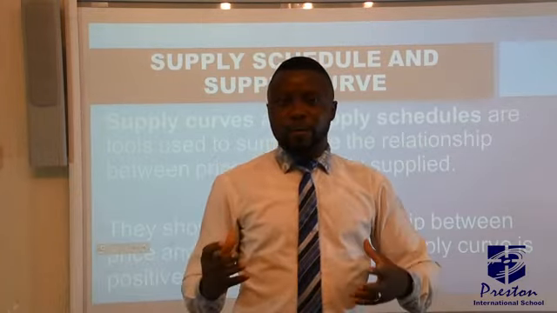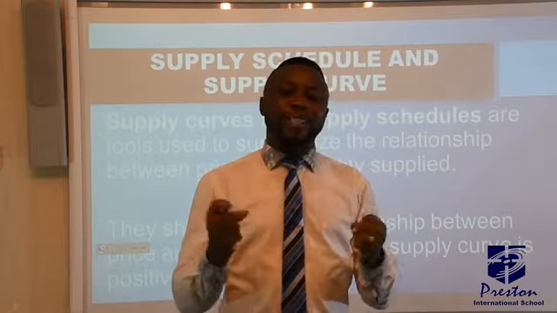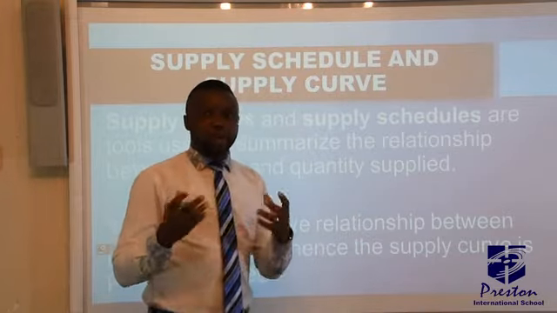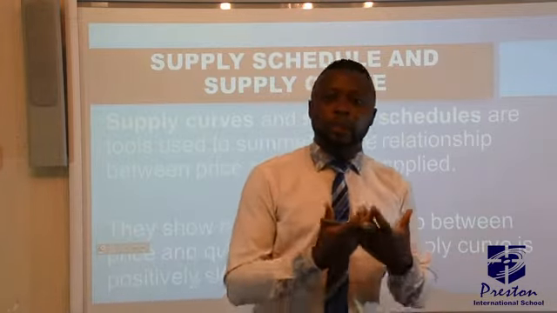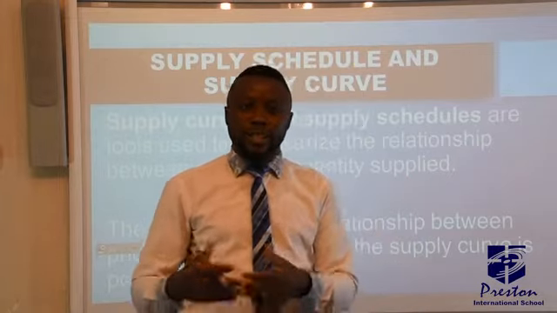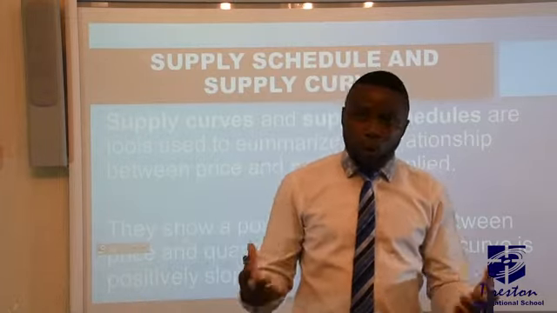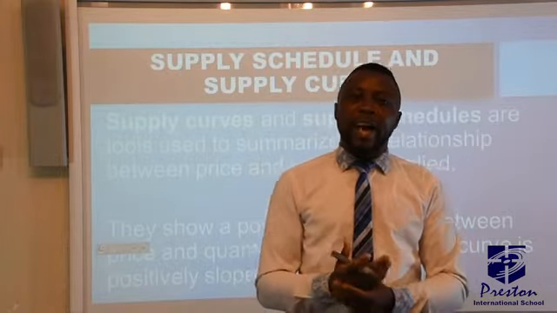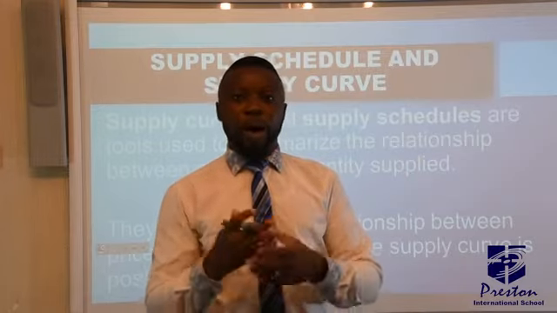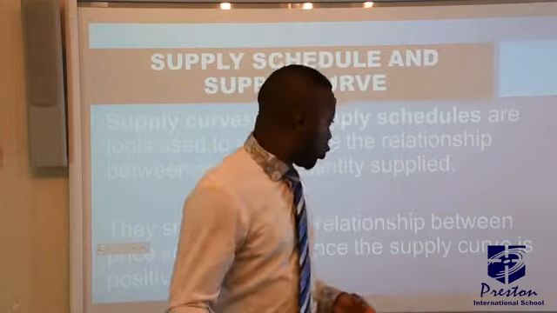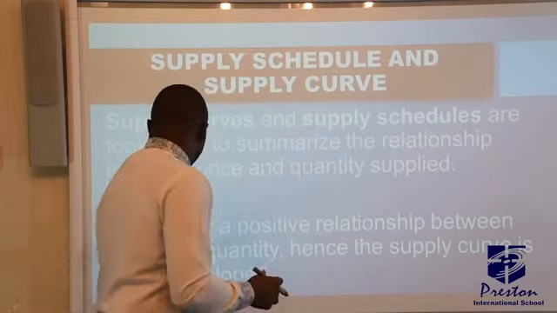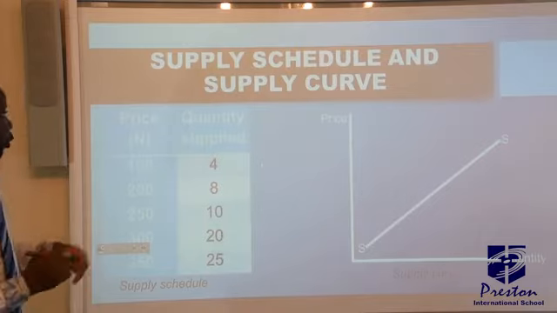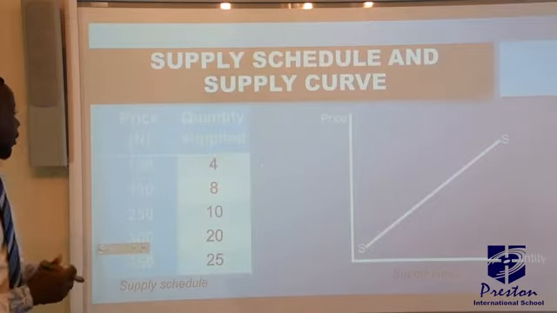What is a supply schedule? A supply schedule is a table that shows the relationship between the price of a commodity and the quantity supplied, while the supply curve shows the relationship between the price of the commodity and the quantity of the commodity supplied. Let's quickly move on to a pictorial representation of the supply schedule and the supply curve.